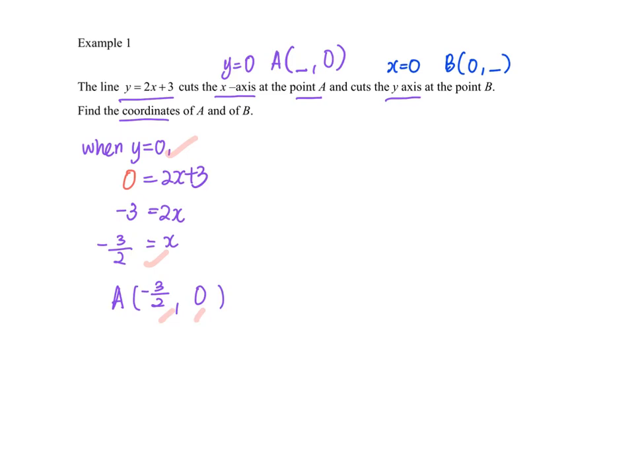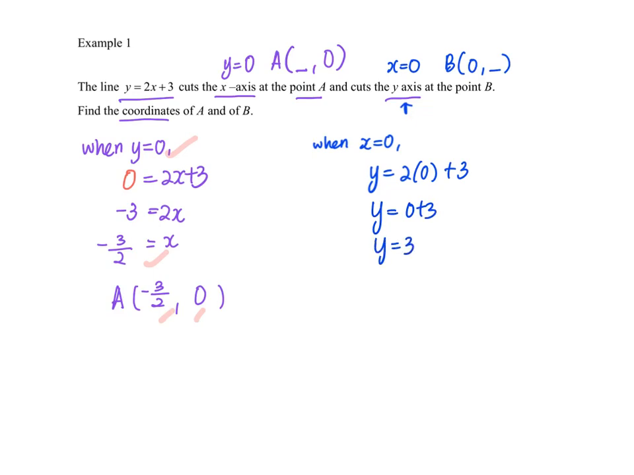Now let's move on. How do we find the coordinates of B? B is the point where it cuts the y-axis. When it cuts the y-axis, x will be equal to 0. So we have our equation y equals 2x plus 3. Now the x value becomes 0. So the y value is y equals 2 times 0. 2 times 0 is 0. 0 plus 3 is still 3. So y equals 3.